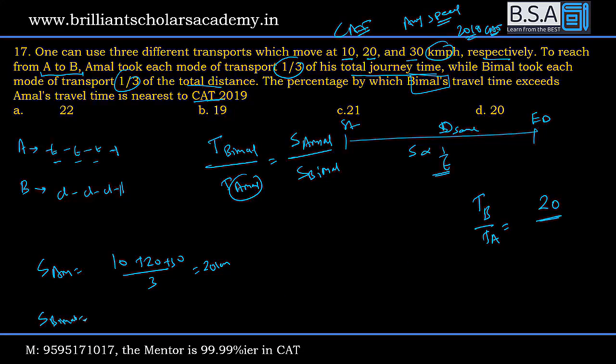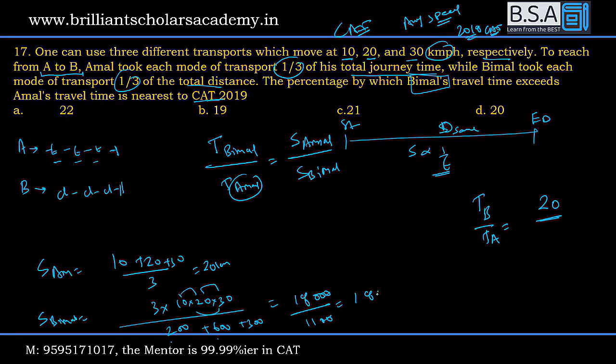Do you guys remember formula for three values? 3 into A, B, C divided by A into B, B into C, C into A. So you see the numerator has a very large number. 2 into 3, 6, 6 into 3, 18, 1800. What does denominator have to offer? 2 plus 6, 8 plus 3, 11, 1100. Two zeros cancel. So 180 by 11 is the speed of Bimal.